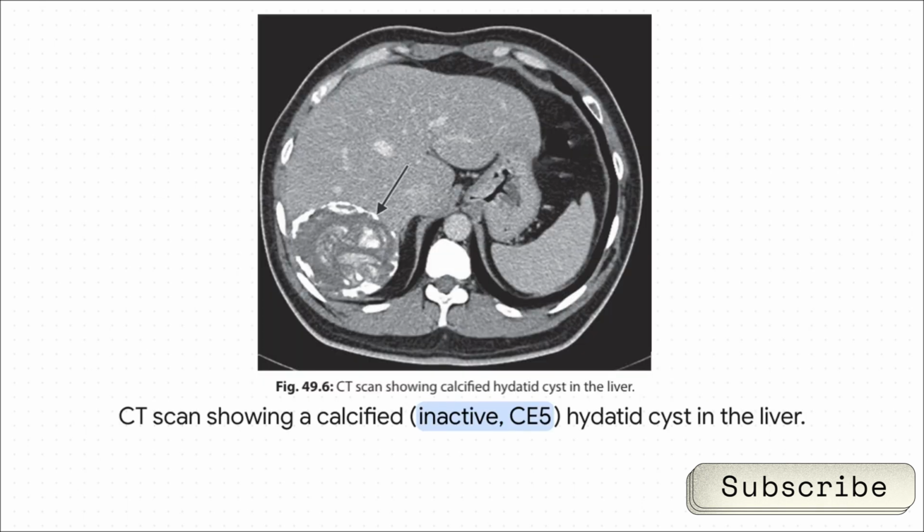And here's what it looks like on a CT scan. This is an inactive CE5 cyst. The dead giveaway? Look at that thick, bright white ring around it. That's calcification. It's basically the body's scar tissue, its victory wall, saying, we've contained this thing. When you see this, it tells you the parasite inside is probably dead, and this is just the leftover shell.